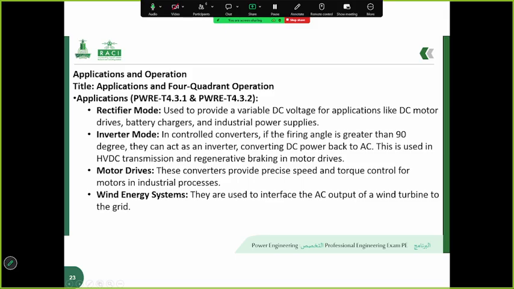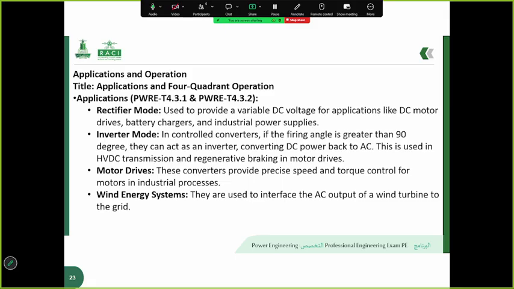This slide explains the major applications and operating modes of controlled power electronic converters with particular emphasis on four quadrant operation. In rectifier mode, the converter transforms AC power into a controllable DC output voltage, making it highly suitable for applications such as DC motor drives, battery charging systems, and industrial DC power supplies where adjustable voltage control is required.